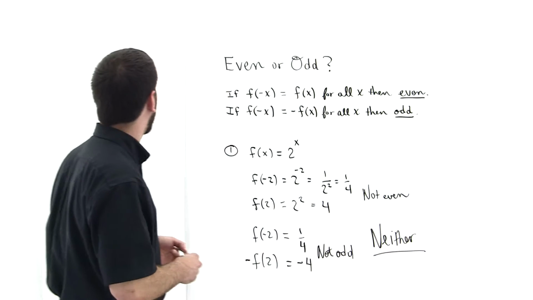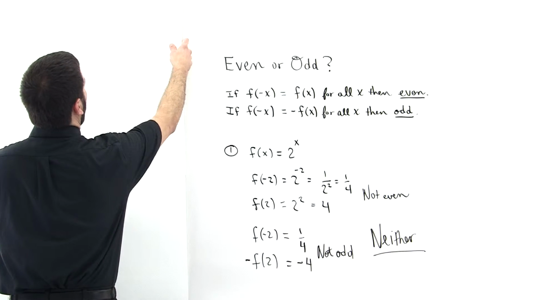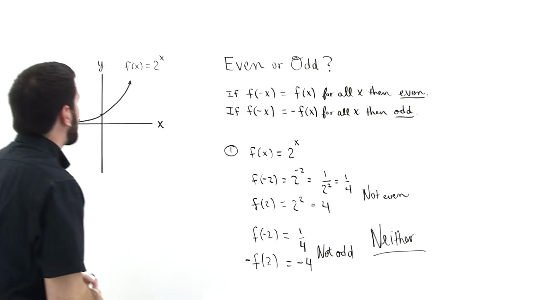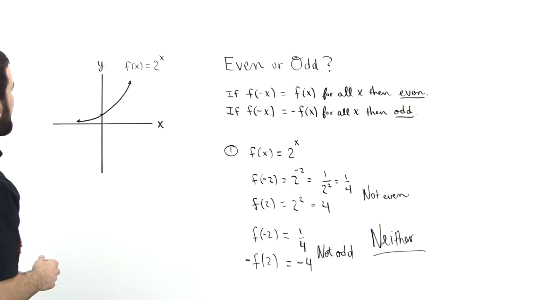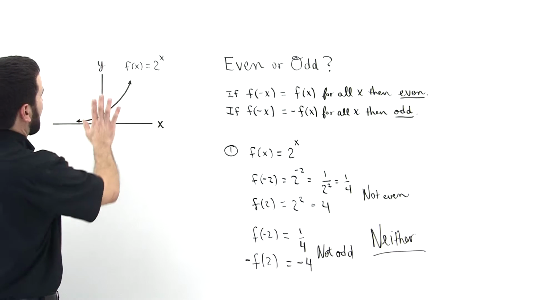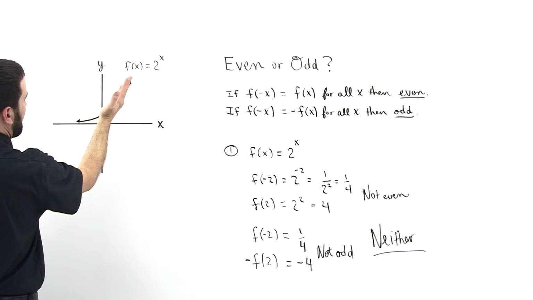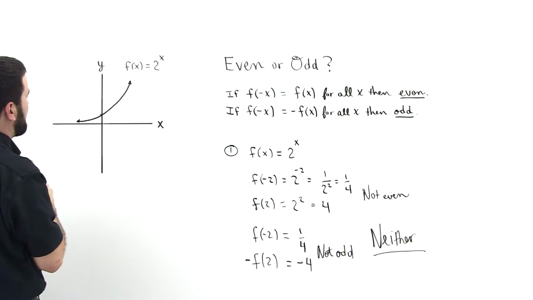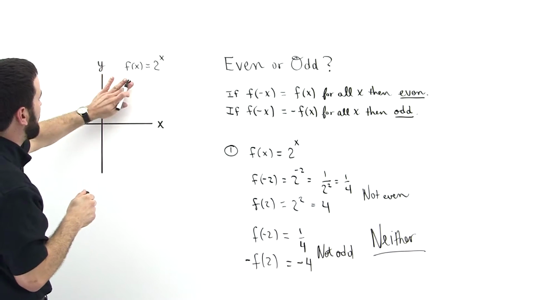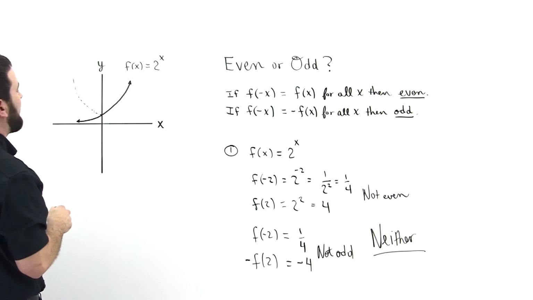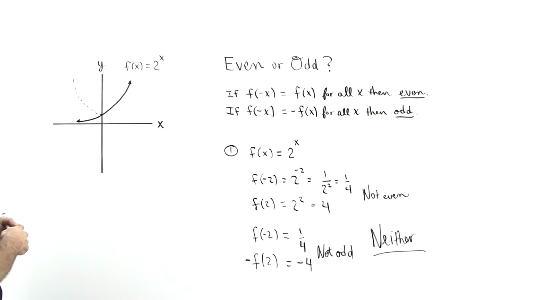We can see that clearly if we take a look at the graph. Looking at this graph here, we discussed last time how we can take the portion of the graph that's on the positive x side and rotate it around, and if it fell right on top of itself, then it would be even. But we see that when we rotate this over, it falls like this. And so that's not even, because it doesn't fall on top of itself.